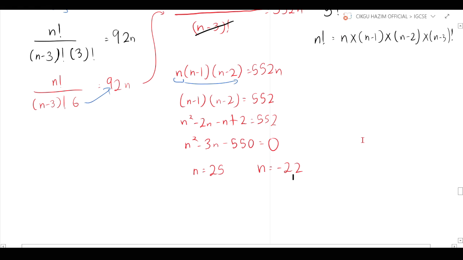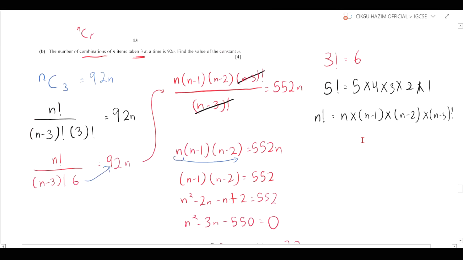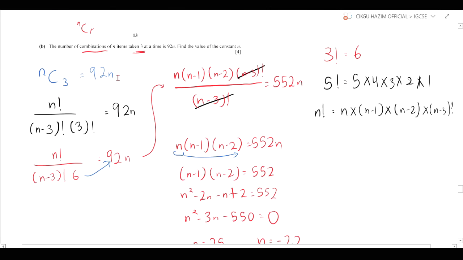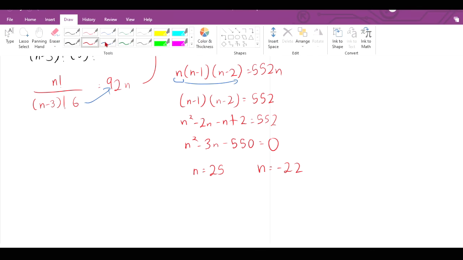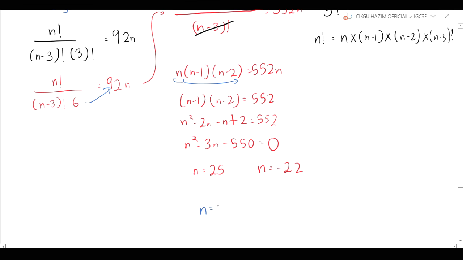But can you have negative 22 as the number taken here? Cannot. You cannot have a negative number in combinations. So the correct answer here is n equal to 25. That's the correct answer. So that's how we do it, and then let's continue to the next question.